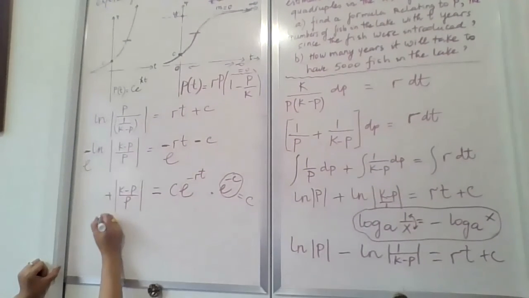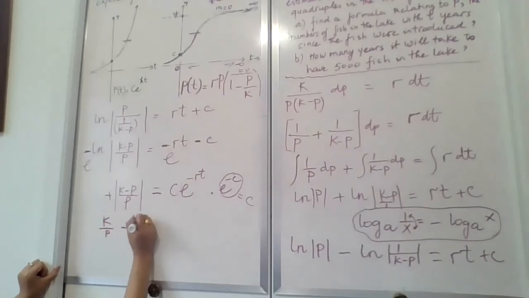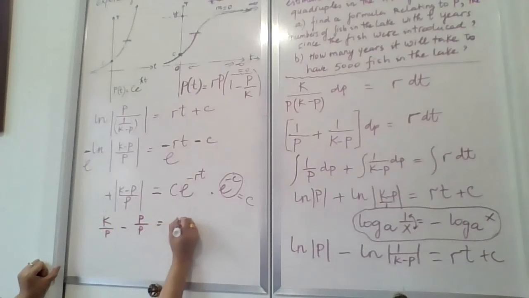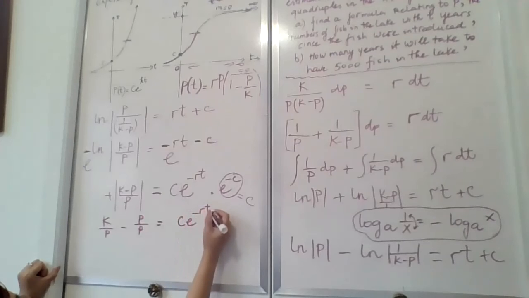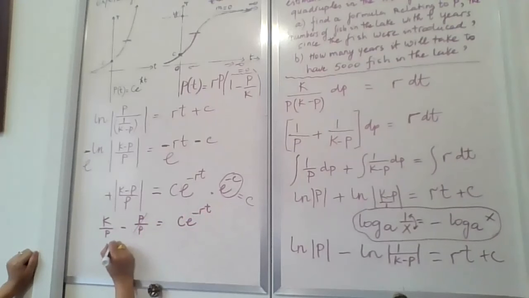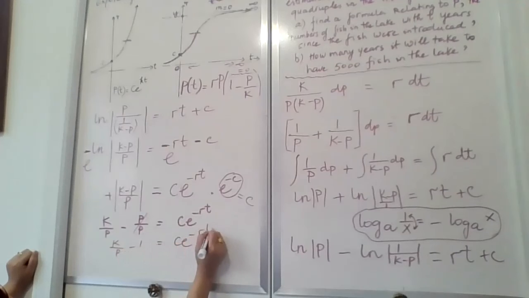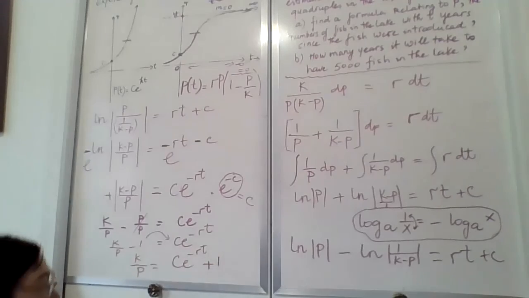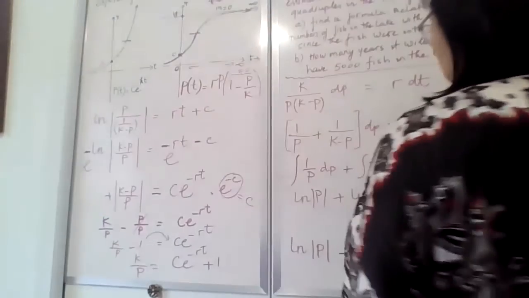To separate this, it becomes k divided by p minus p divided by p equals c e to the minus rt. And now this cancels out. We have k over p minus 1 equals c e to the minus rt. So now I'm going to bring the 1 over. So I have k over p equals c e to the minus rt plus 1, because I bring it over, right? So now there's just one more step. You will see it.